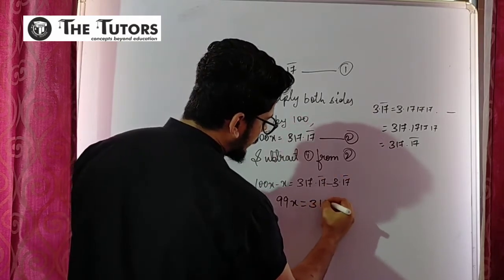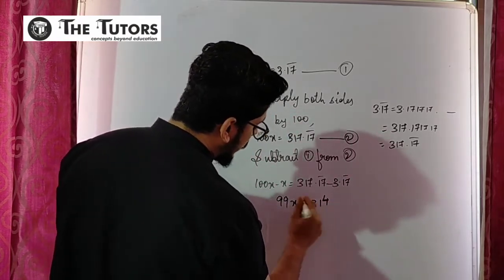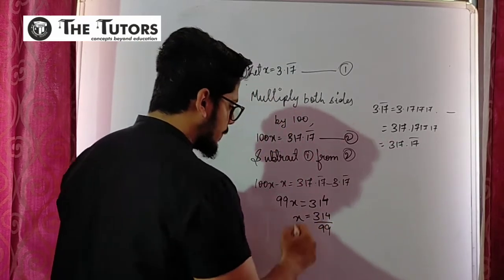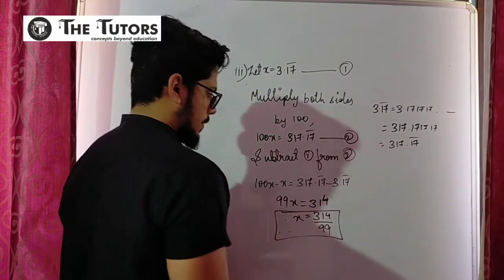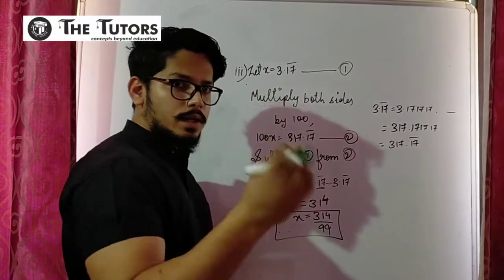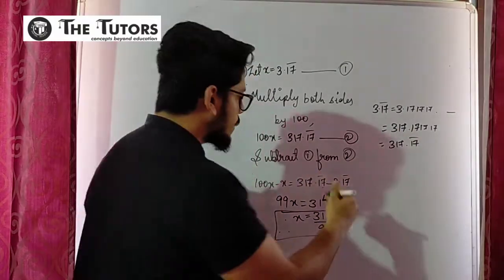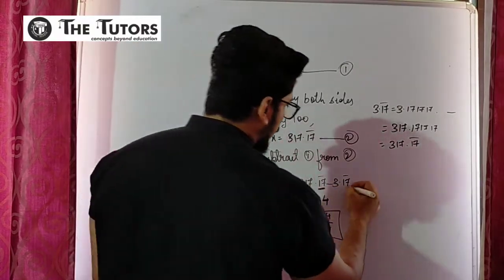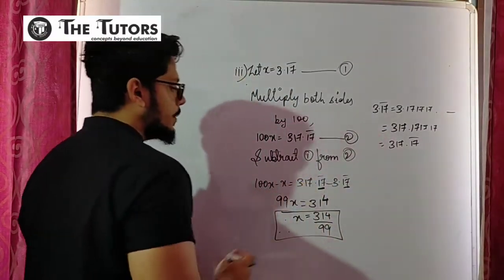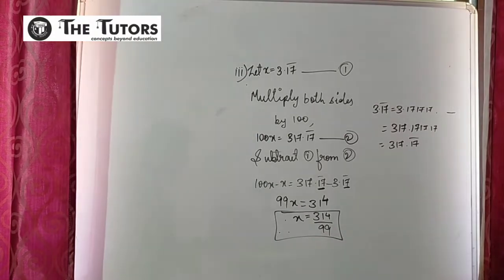You will get here 314. 99 is multiplying here, so it will go in division. 314 upon 99. Now, in the previous sum you saw that during the subtraction, the series of sixes in both terms gets cancelled out. Here also the whole 17 recurring gets cancelled out, and only the left sides of the decimal get subtracted and you get the answer as 314 by 99. Take a good look at this and we will solve the fifth question.